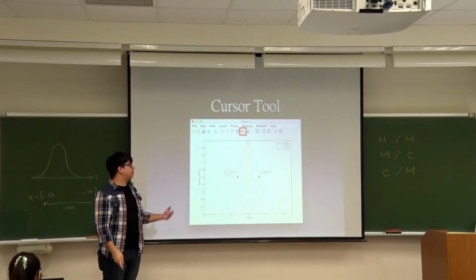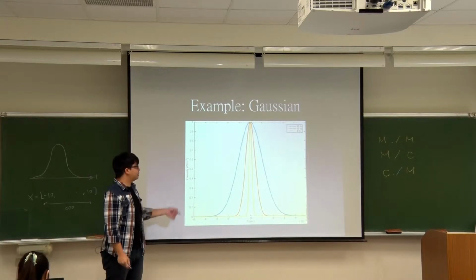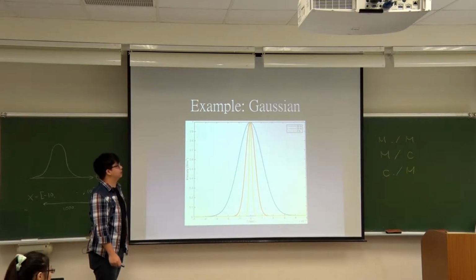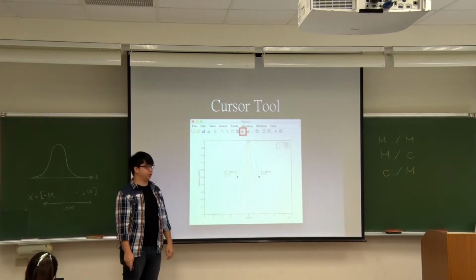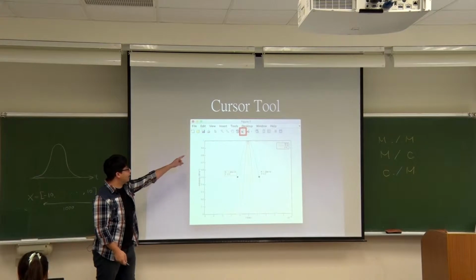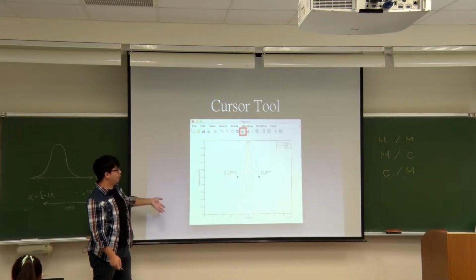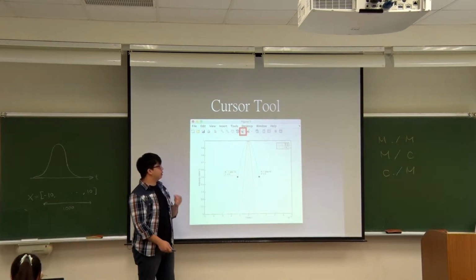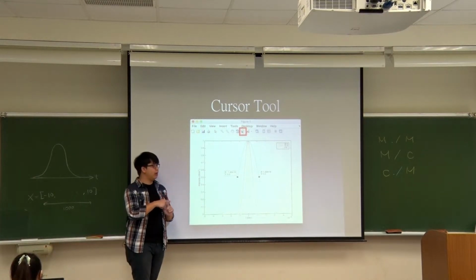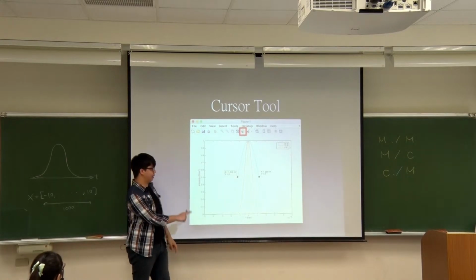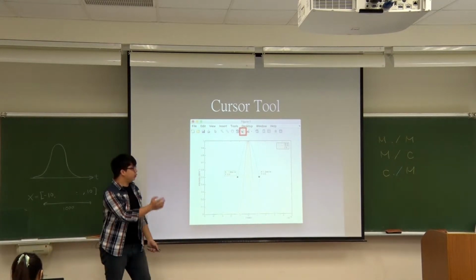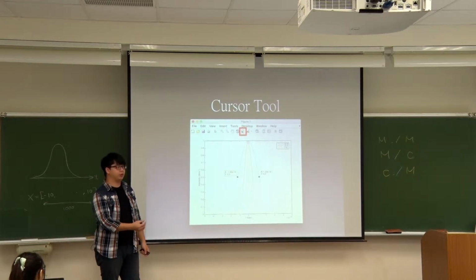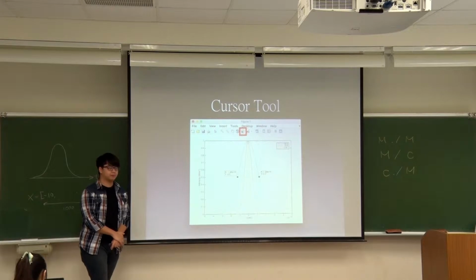If you want to show others that this pulse is indeed 30 femtoseconds, 10 femtoseconds, and 3 femtoseconds, you can use the cursor tool. The cursor tool is in the figure 1 toolbox. So it is here. After you hit it, your cursor will be a cross, and then you can go onto the curve and just hit it. You can then move that point by hitting the left or right button on your keyboard, so you can slightly adjust the position of it.